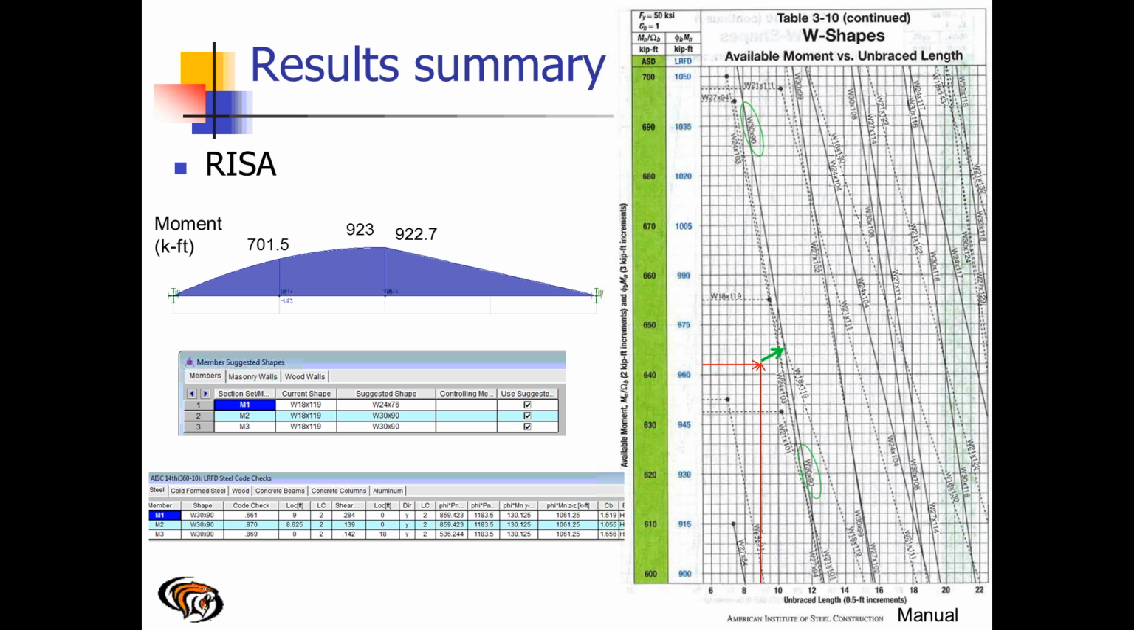So how does this compare to the code checks? Well, here's RISA moment. We have the maximum moment is about 923. This includes the beam weight. Remember, we went and did a suggested shapes. This was solved a little bit differently with a W18 by 119 to start with, but we still ended up with the same section, 30 by 90. The steel code checks, we still have about 1.519 CB and 1.656 CB for the 18-foot segment. Our capacity is still the same.